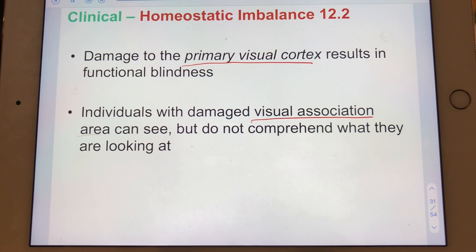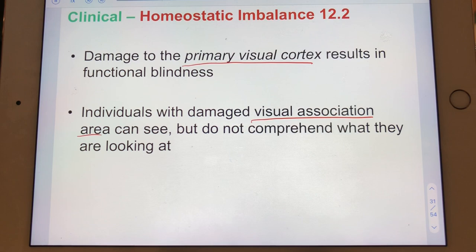Okay, let's say someone has damage just to their visual association cortex. Their eyes are healthy, their photoreceptors work, they're not functionally blind. What can they not do? They can't apply meaning to what they're seeing. And understanding those homeostatic imbalances sometimes really helps the function of those visual areas, if not all of the sensory areas, click. I love it. All right, next slide.